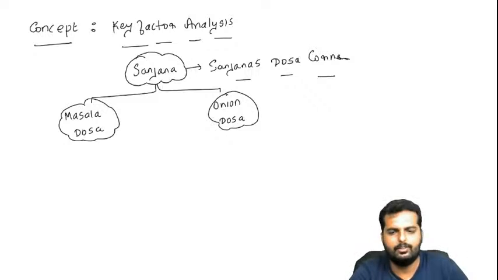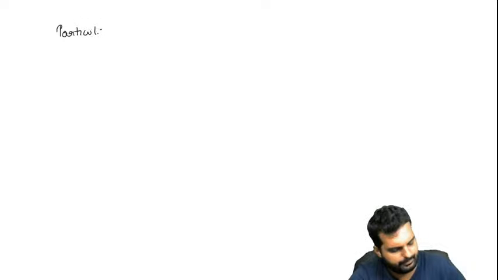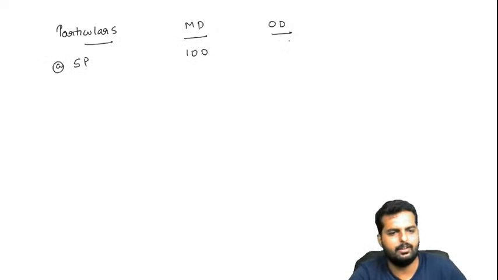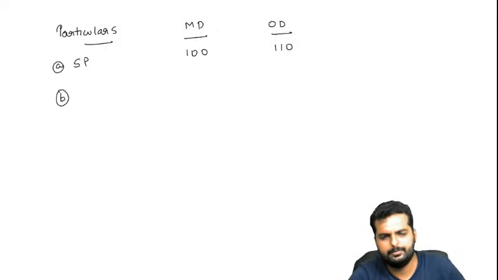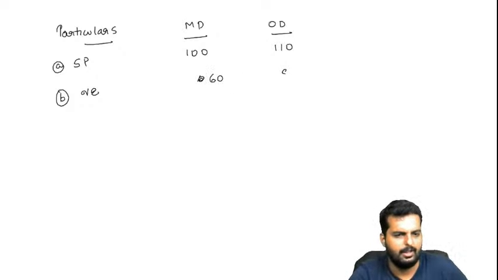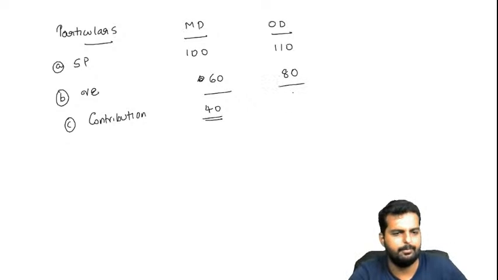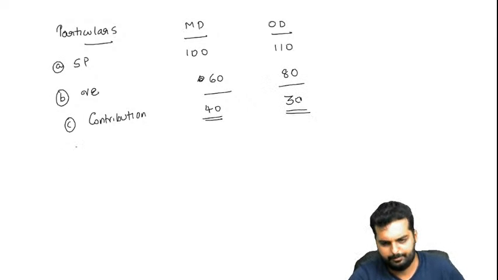I'll give you some details about masala dosa and onion dosa particulars. I'll call it MD OD. Let us say the selling price of masala dosa is 100. Onion dosa, is it more or less? Let's keep it as 110. Variable cost, let us say, is 60 here, and here it is turning out to be 80. Contribution per dosa is, let us say, 40, and here it is 30.